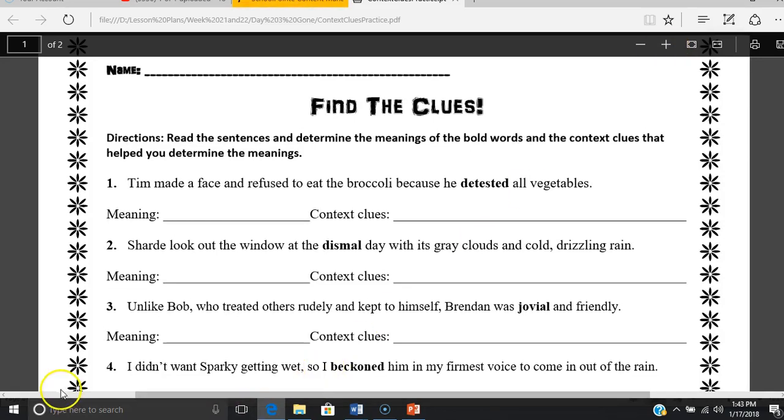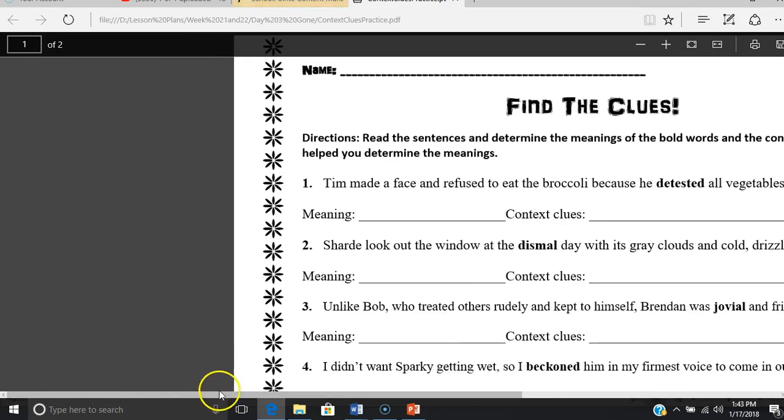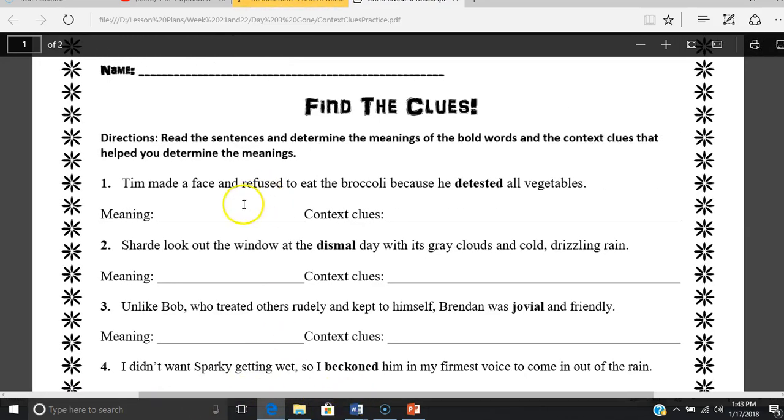And what I want here is to read the sentence. Tim made a face and refused to eat the broccoli because he detested all vegetables. Now, one thing I want to do is talk about the meaning and then the context clue that we use to find that meaning.